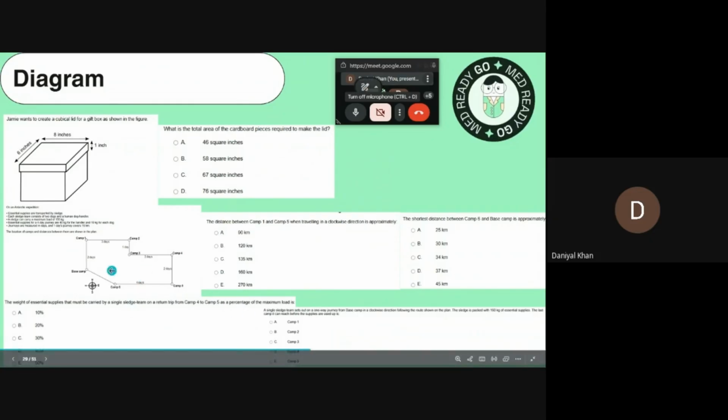All right, moving on. So going into diagrams now. Sometimes diagram questions can be really hard, and other times they can just look hard. So this question here looks hard, but it's not that hard. Okay, so let's start with the top one. Jamie wants to create a cubical lid for a gift box as shown in the figure. What is the total area of the cardboard pieces required to make the lid? So this is just looking at surface area, and it's giving you the values here.